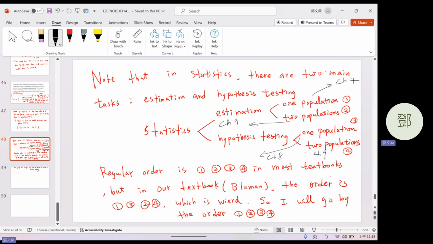So that is why I don't recommend this textbook. Unfortunately, this is not my decision to make. I cannot decide the choice of textbook. If I were the one in charge of choosing the textbook, I would not choose this one. Okay.